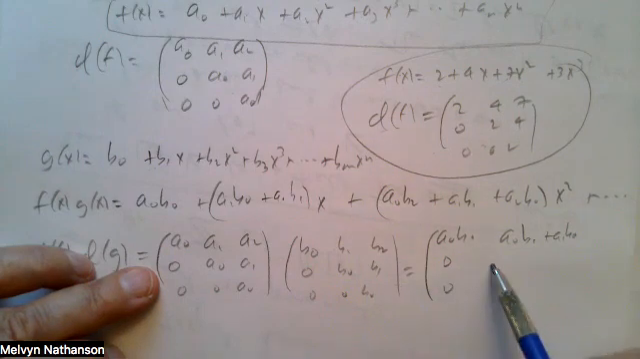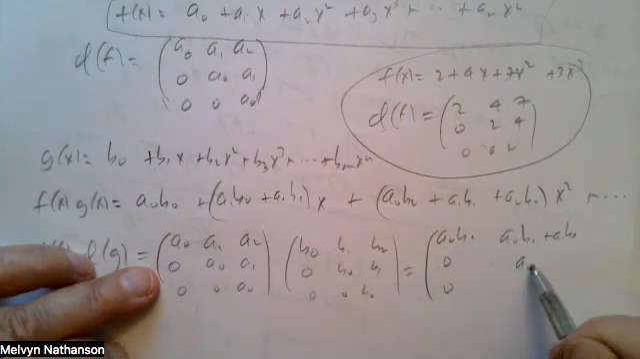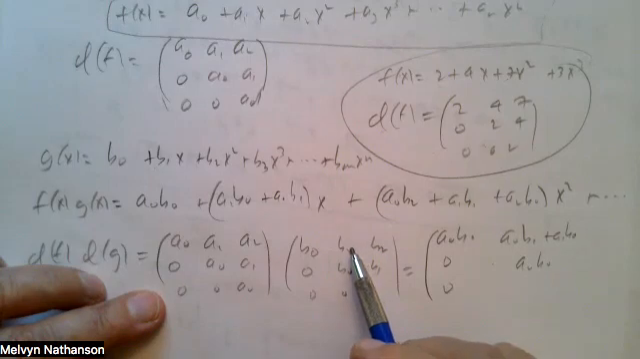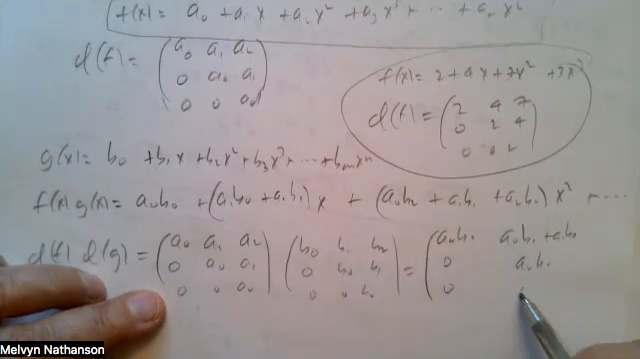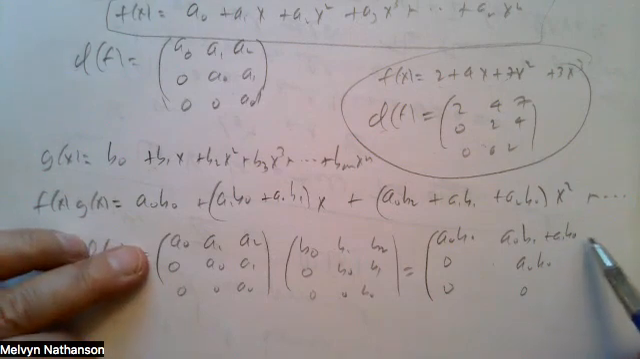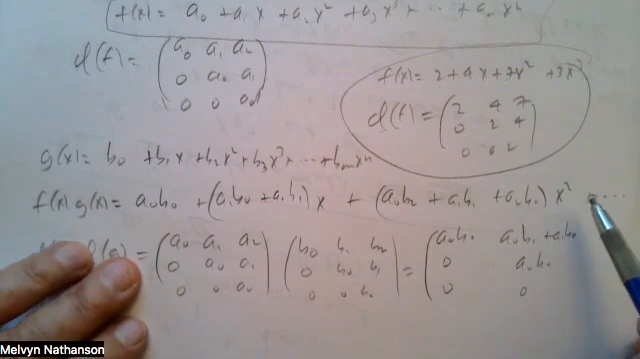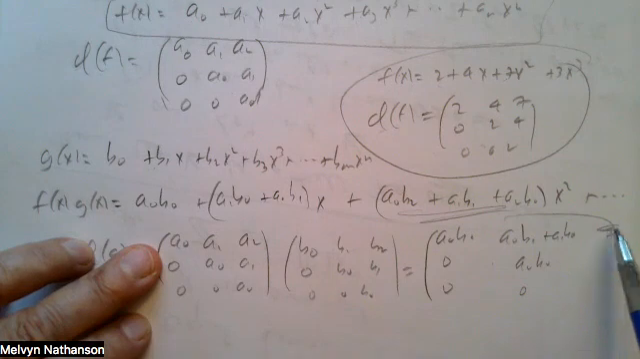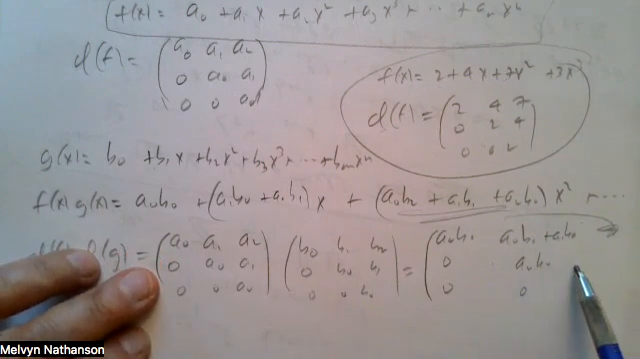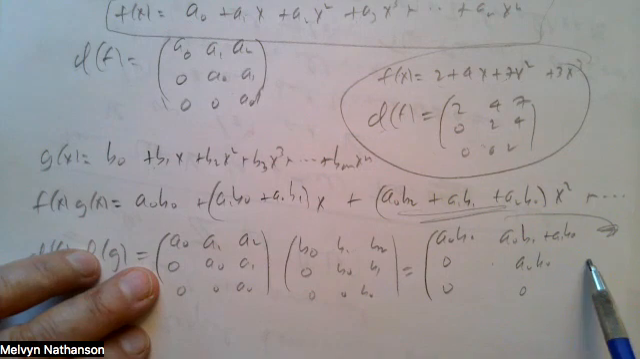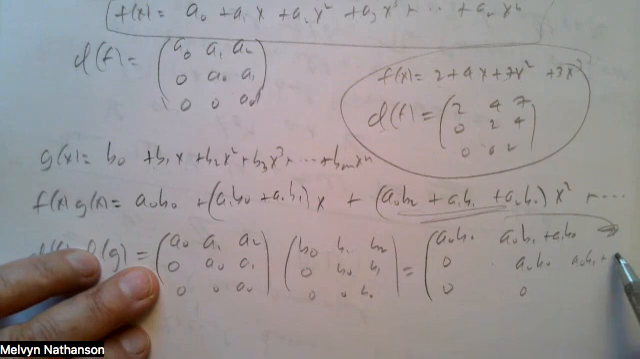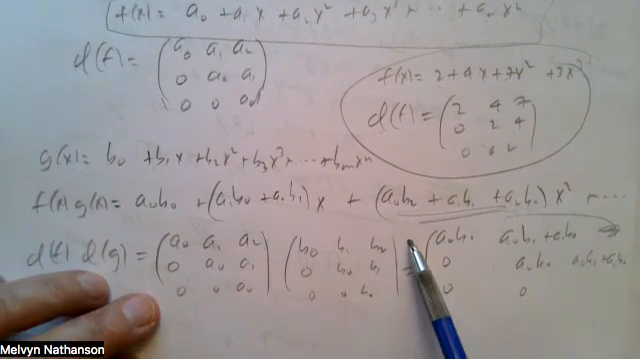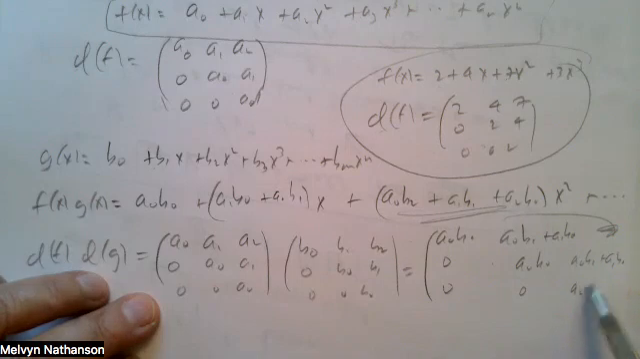First row, second column, I get A0, B0. Second row, third row, second column, I get 0. And first row, third column, actually what I get is exactly this. And second row, third column is A0, B1 plus A1, B0. And third row, third column is A2, B0.